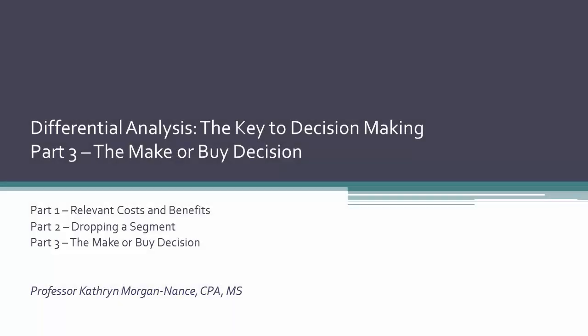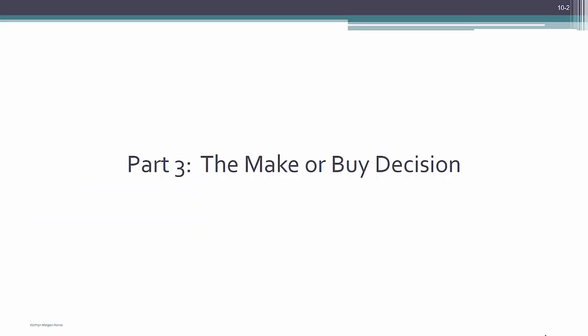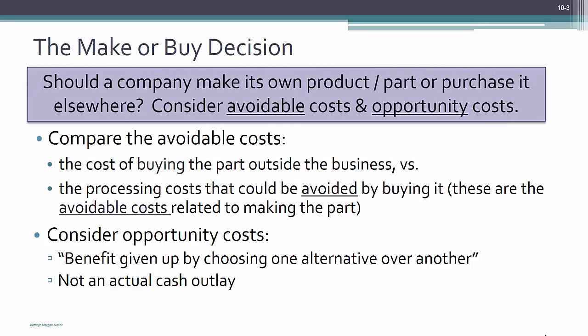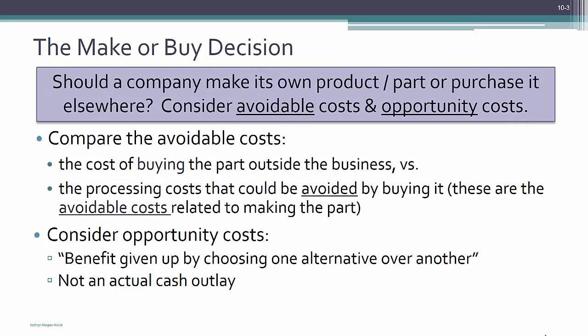This is Catherine Morgan-Nance. In part 3 of our video series about decision making, we'll determine which types of costs are relevant in the decision to make a product or purchase it from a supplier. Avoidable costs and opportunity cost are considered. Sometimes it's advantageous to outsource the manufacture of a product rather than making it ourselves.